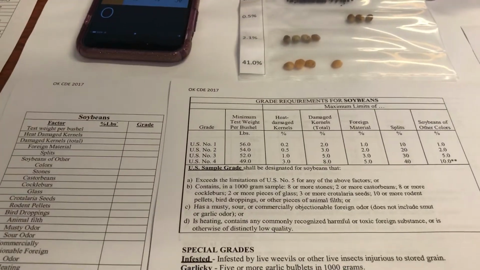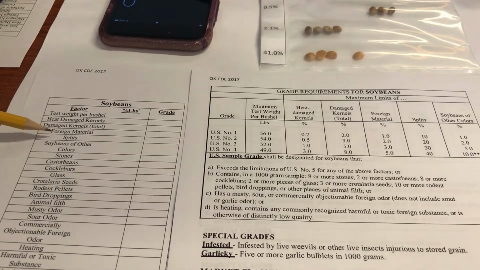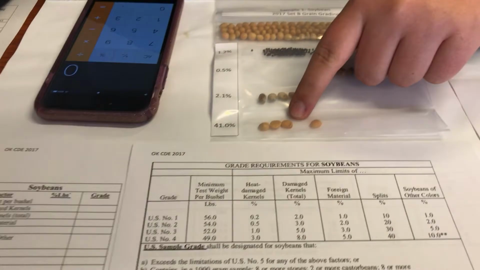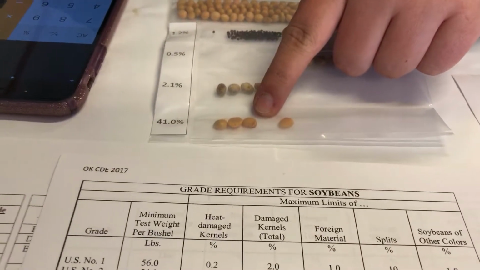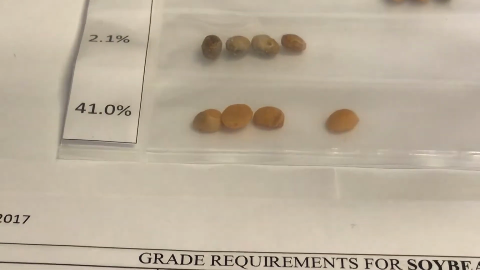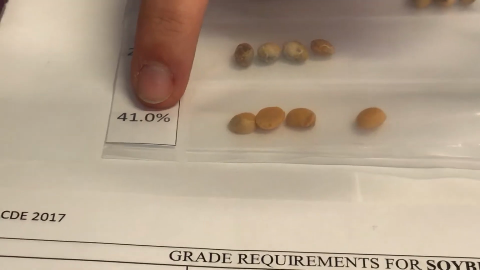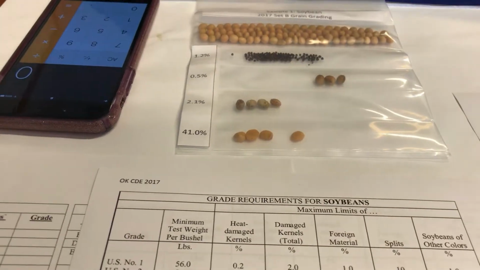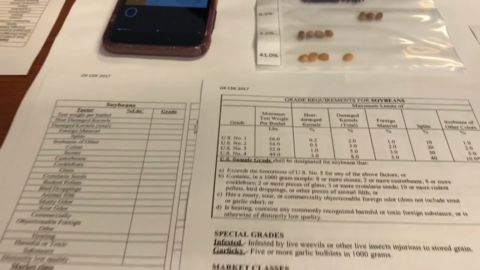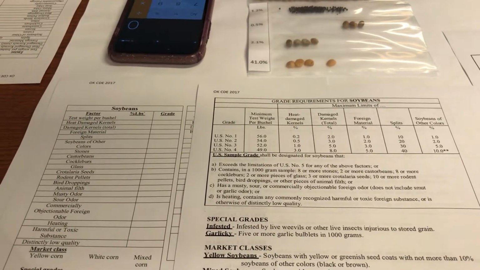Then we'll go down to our splits. Our splits will be in our sample, and you'll be able to tell that they are splits. They'll be half soybeans. So on our splits, we have 41%. 41% of our soybeans are splits.